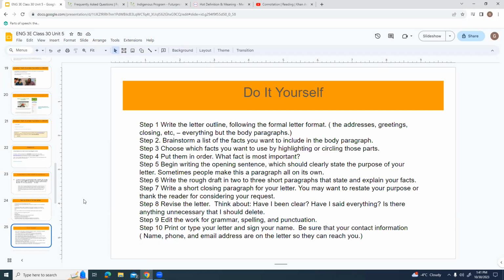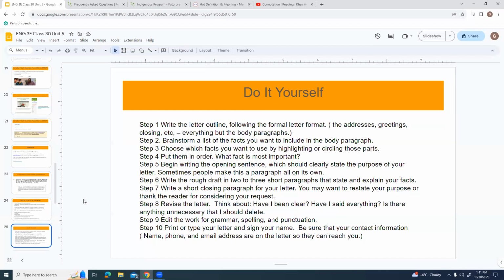Begin writing the opening sentence. This should clearly state the purpose of your letter. Sometimes people make this a paragraph all of its own to emphasize it. Like if you're writing to say, hey, I'm writing to complain because I bought your, I don't know, your blender, and within 2 weeks of using it, it immediately broke and I want a replacement.